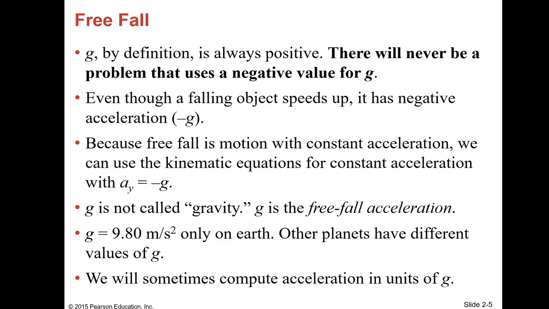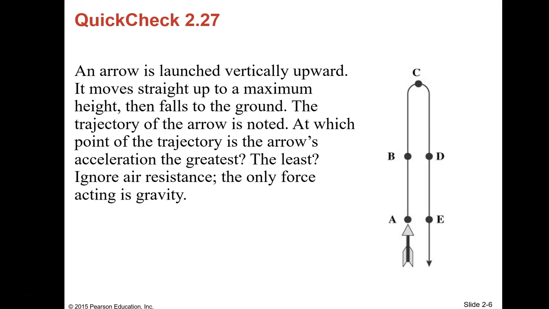Again, this point is big: g is not called gravity. It's the free fall acceleration, really the acceleration due to gravity. And again, g is only 9.8 on Earth. Other planets have different values of acceleration due to gravity, free fall acceleration. Sometimes in certain problems you will use it in terms of g: 1 g, 2 g's, 3 g's.